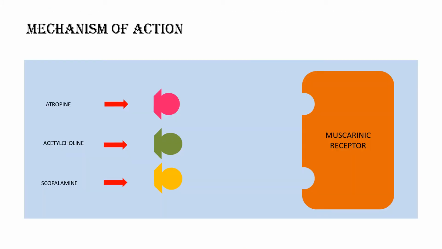Mechanism of action. Here, competitive antagonists, that is atropine and scopolamine, bind to the muscarinic receptors and in turn block the action of the agonist, which is acetylcholine. This antagonism is reversible, that is, by increasing the concentration of the agonist, acetylcholine. And these antagonists are non-selective and block all the subtypes of muscarinic receptor, that is from M1 to M5.